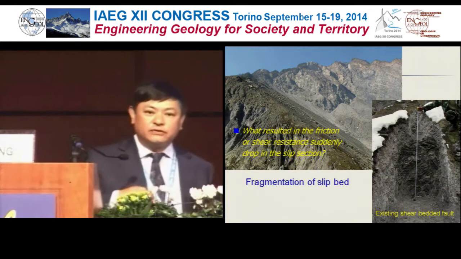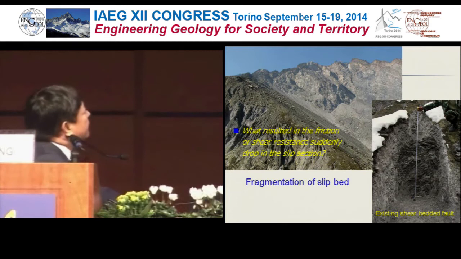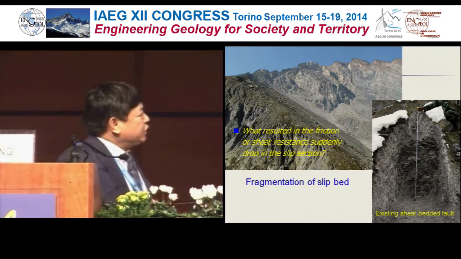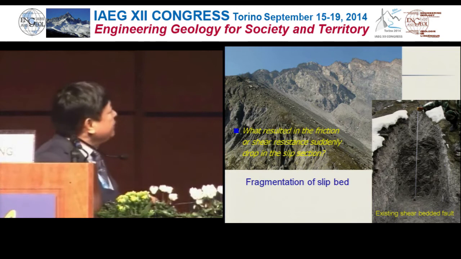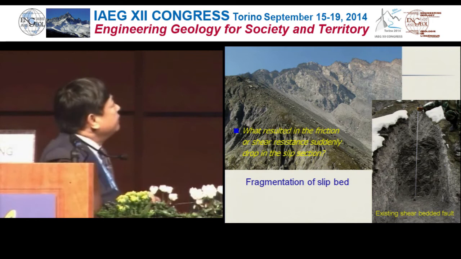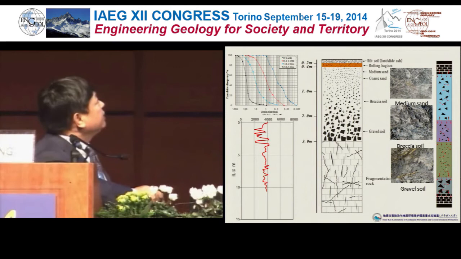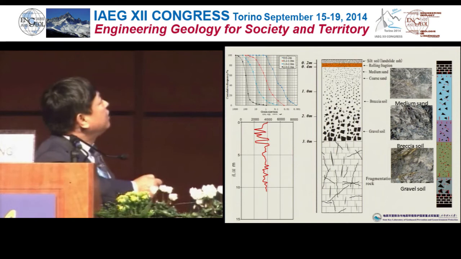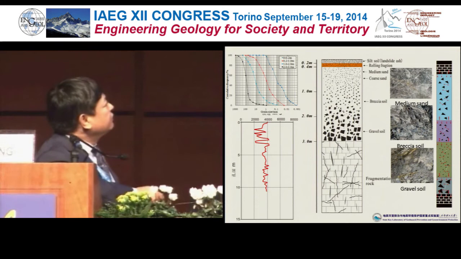We find the slip zone is an existing shear fault along rock beds. But we also find new fragmentation of the slip beds. And this is the slip zone construction of the landslide. You can see from the top to the bottom, from fine to coarse grain, to gravel, to fragmented rocks.